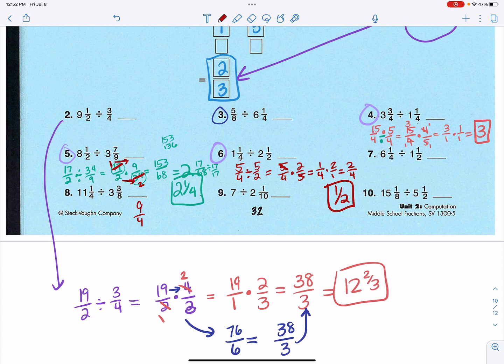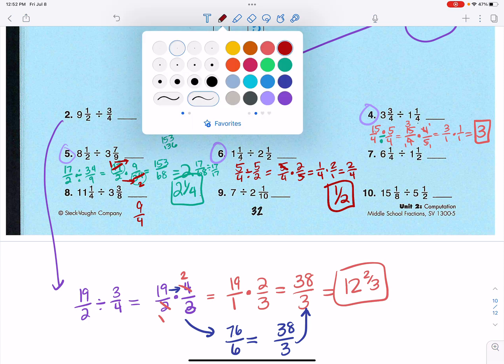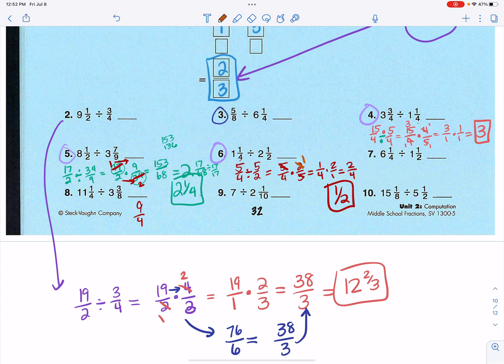Okay. So I must have missed it right here. I'll use a different color. This 2 also could have been a 1 and a 2. And so then I would have had 1/2 there. You could have canceled it.